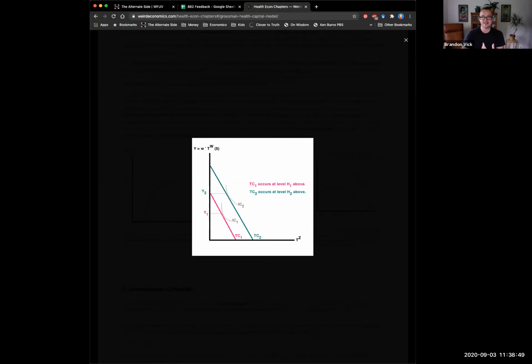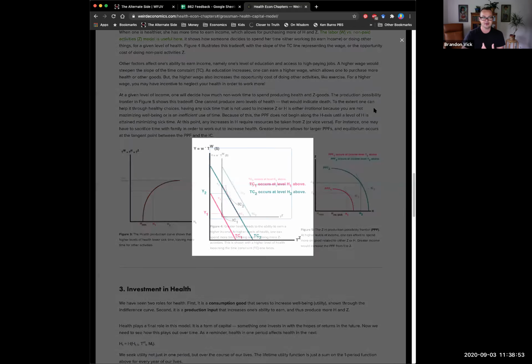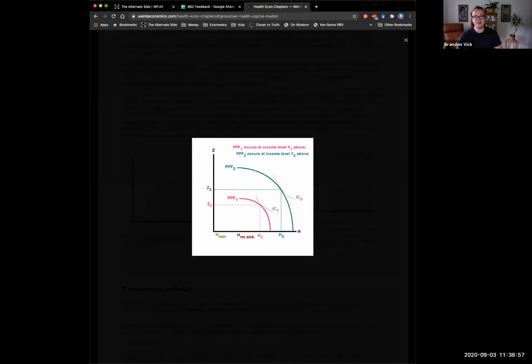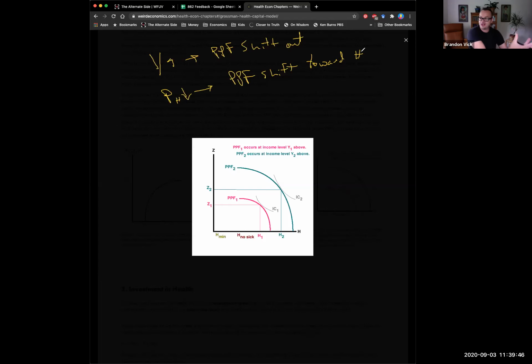What it does affect, however, is this. The PPF is not created just by income. Income going up does have a PPF shift out. But prices of healthy food going down is going to have a different PPF shift. It's not going to allow us to buy more Z goods, but it's going to have us shift more towards health. If the price of something related to health goes down, we're going to buy more of that. It's not affecting our ability to buy health stuff.